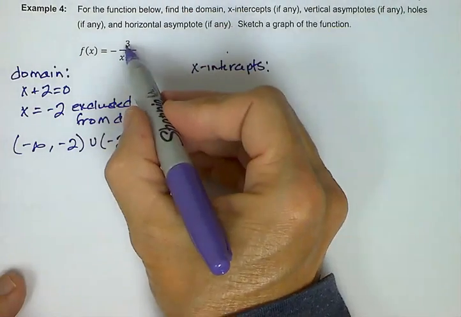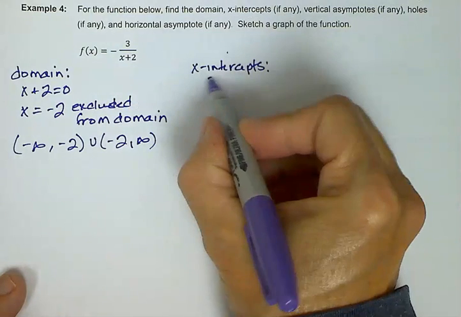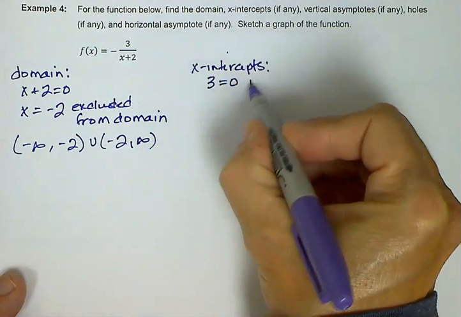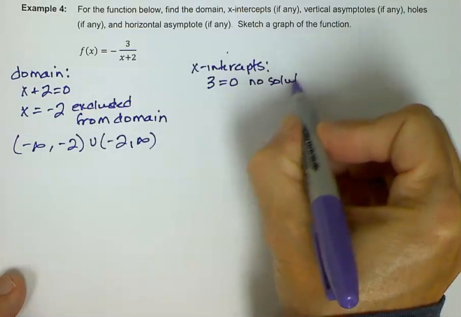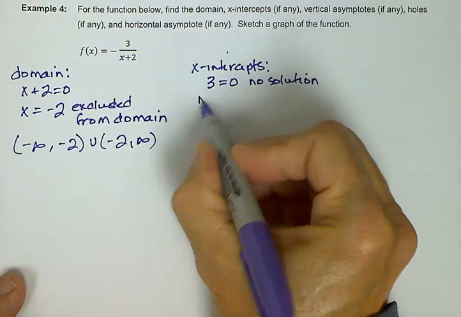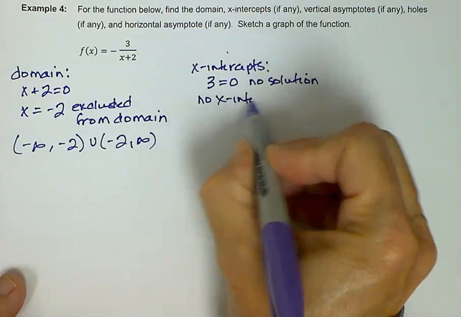Now let's look for the x-intercepts. This time, since we only have a constant on the top, if we took that and set it equal to 0, we'd get no solution. And that tells us that there are no x-intercepts.